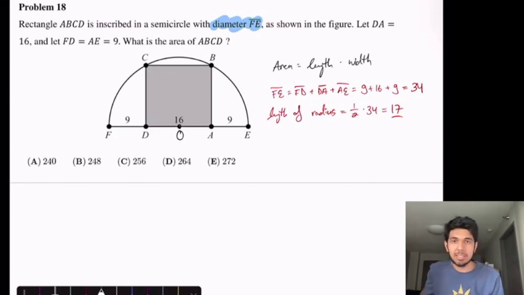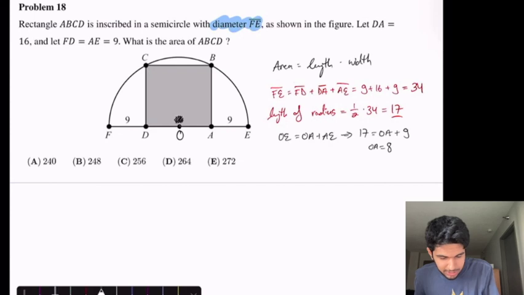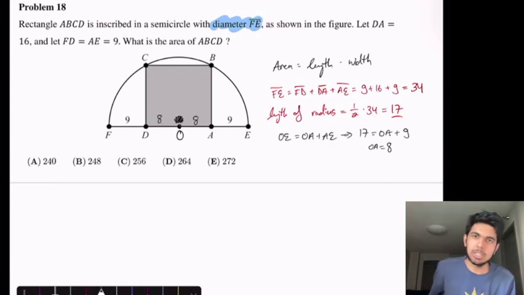So if the length of the radius is 17, we can solve for OA and OD, because we know that OE equals OA plus AE. We know that OE is going to be 17 because that's the radius. And we know that AE equals 9, so that means OA equals 8. So I'll cross this out, draw 8 here, and similarly OD will be equal to 8. Cool. So we have a center defined and we have some other dimensions.